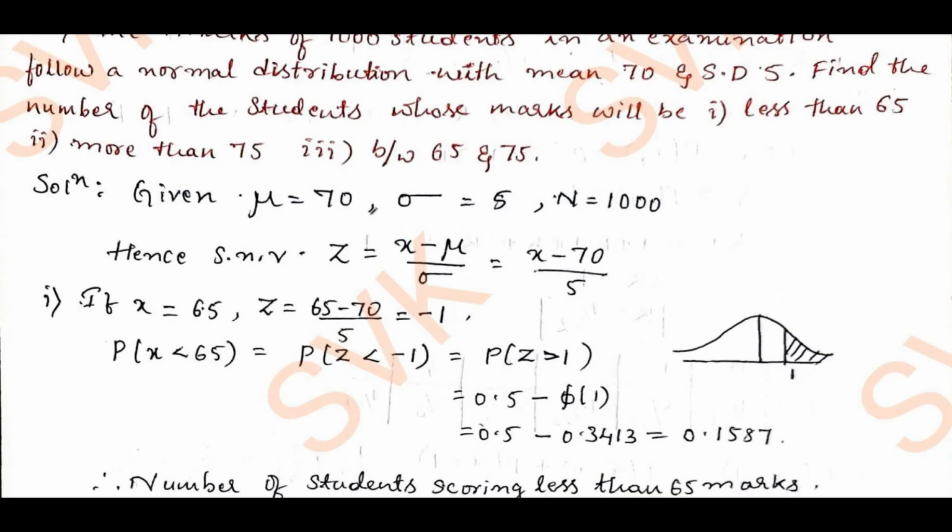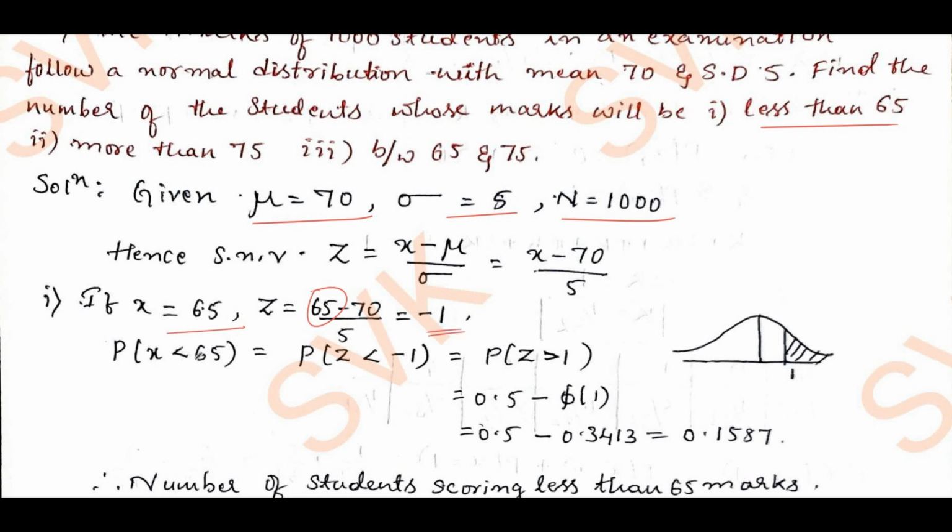So they have given mu equal to 70, sigma equal to 5, n equal to 1000. After noting down these values, we know that according to the standard normal variate, we can write z as (x minus mu) by sigma, so (x minus 70) divided by 5. Then go with the first problem, that is x less than 65. Consider x equal to 65 and substitute that value in the standard formula. We are going to get z equal to -1.